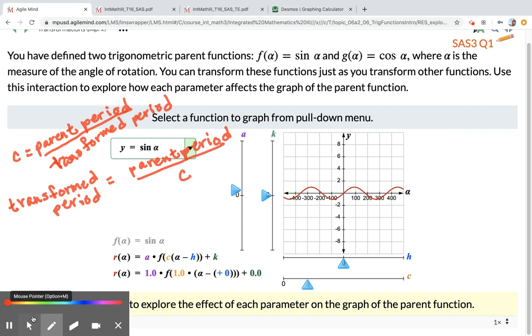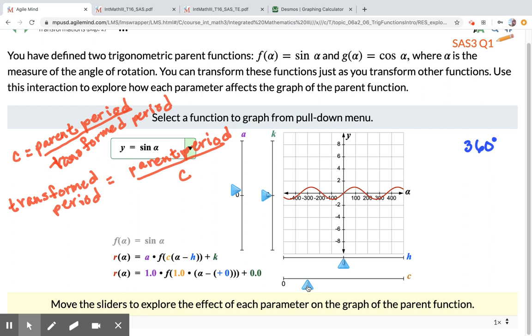Now that we have that established, I want to point out a few things with this particular function. For this function, my parent period is going to be 360 degrees, because if you recall, that's what started all of this. When we did y equals sine alpha, we noticed that it took 360 degrees to get all the way around the Ferris wheel, which means my wave is going to repeat itself every 360 degrees. That is important to note because watch what happens with C.